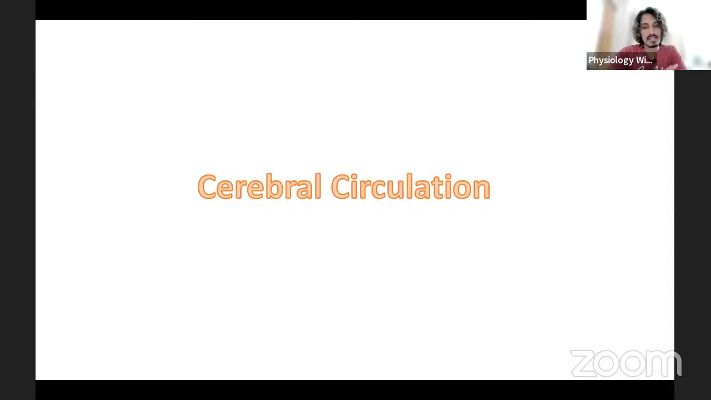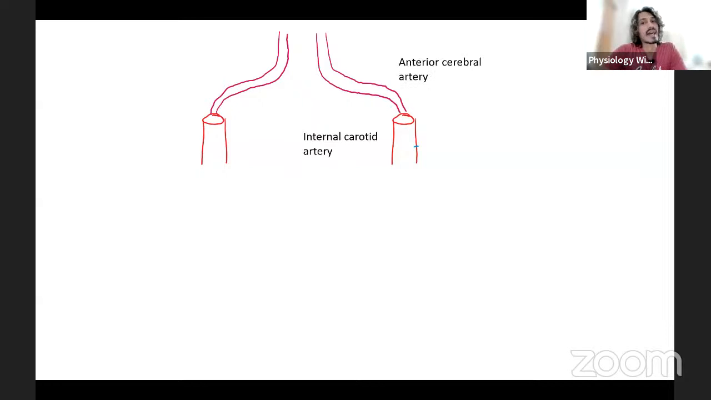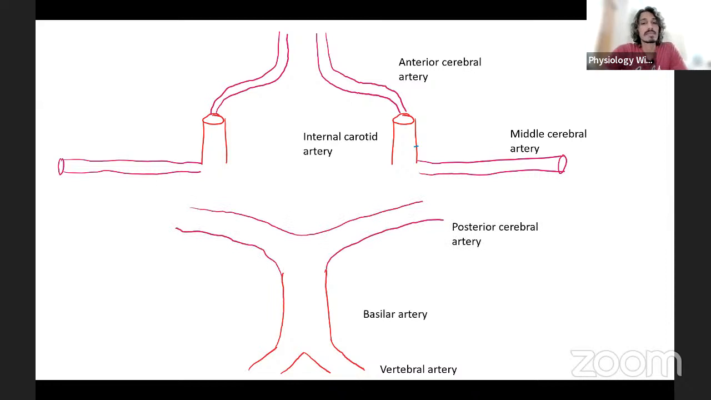Once we have talked about your coronary circulation, we'll go to your cerebral circulation. When you talk about cerebral circulation, we have the internal carotid artery. From there, we have the anterior cerebral artery and the middle cerebral artery. These two come from the internal carotid artery. From the vertebral artery, the basilar artery is formed, giving the posterior cerebral arteries. Between them, you link by the anterior and posterior communicating arteries, and you have the circle of Willis. So this is your blood supply.